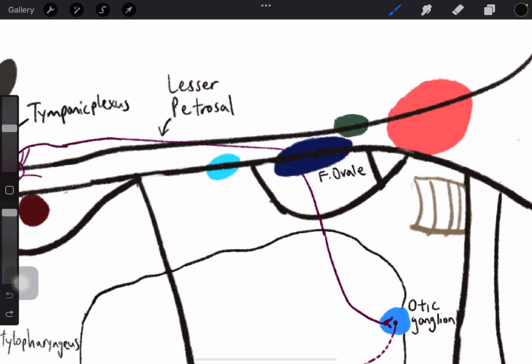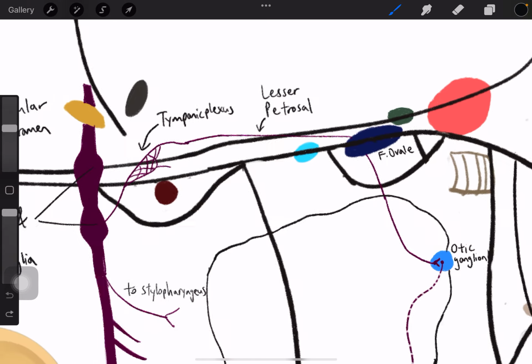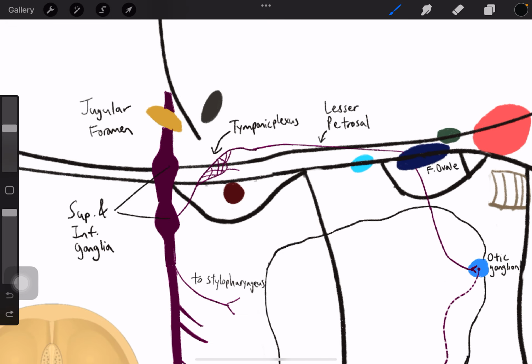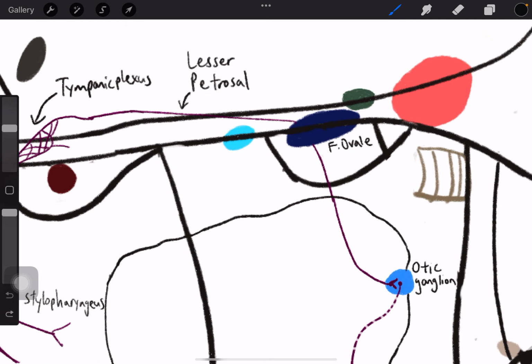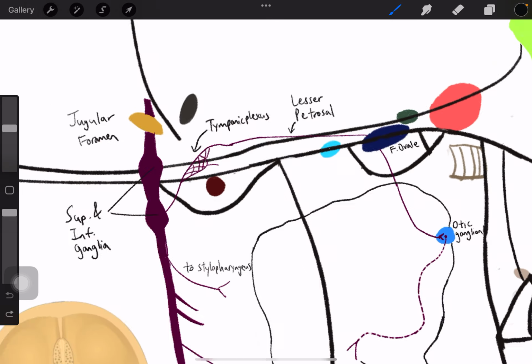So the lesser petrosal, unlike the greater petrosal, doesn't go into the foramen lacerum. What it does go into is the foramen ovale. Very cool. So now you know how cranial nerves, even though you're taught that they exit in a particular foramen, some of their branches can also exit the cranial nerve in some other way, just that they have to first re-enter the cranial nerve.